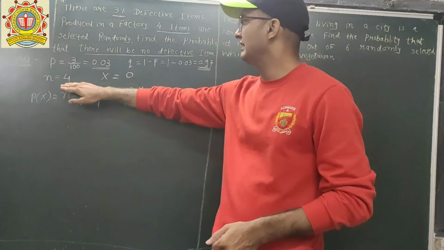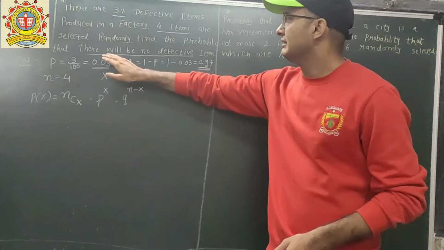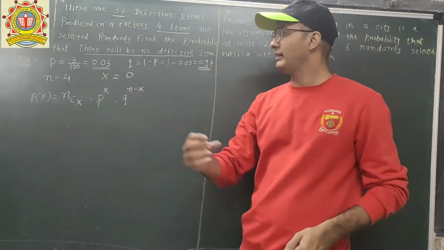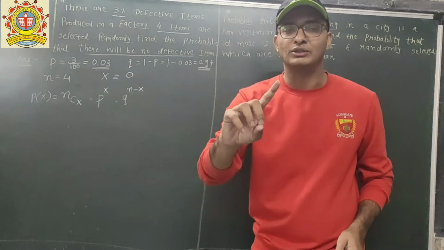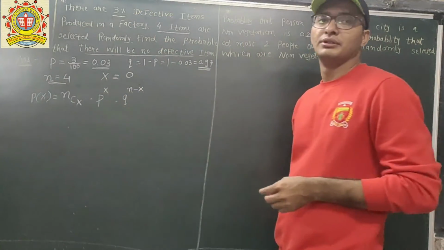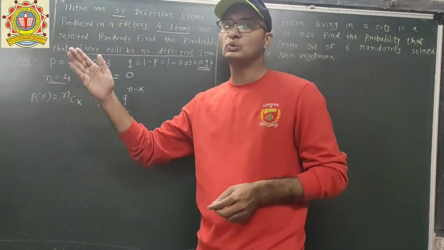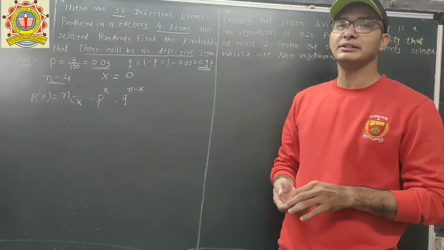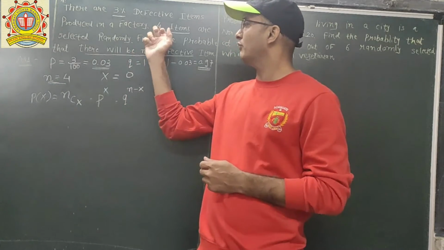4 items are selected, so n is equal to 4, and there will be no defect, so x is equal to 0. If they ask there will be 1 defect, x is equal to 1. There will be 2 defects, x is equal to 2. There will be 3 defects, x is equal to 3. There will be 4 defects, x is equal to 4. There will be 5 defects, not possible. Why? Because the total number of selections is 4. Means 0 defect, 1, 2, 3, at most 4. If someone has selected 4 items and all 4 are defective, but more than 4 is not possible, because only four items are selected.